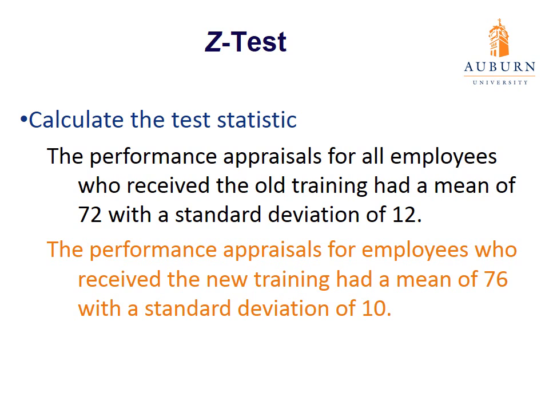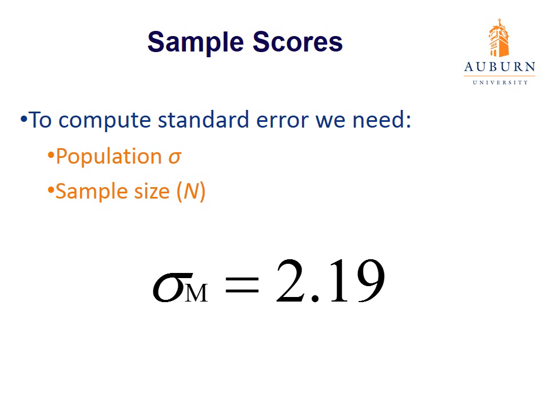Because we have a standard deviation in the population, we actually don't care about the standard deviation for the sample here. There's no reason to estimate the standard deviation for the population when we have the standard deviation in the population already. So we can disregard the standard deviation of 10 here because we already know in the population the standard deviation is 12. And so what we gain from here is a mean of 76 for performance appraisal ratings for our employees with the new training, and we want to compare that to the performance with the old training. And as I mentioned on the previous slide, we already calculated our standard error. Our standard error is 2.19.